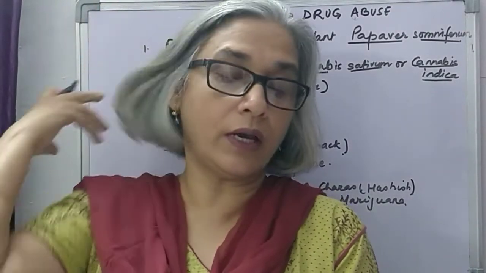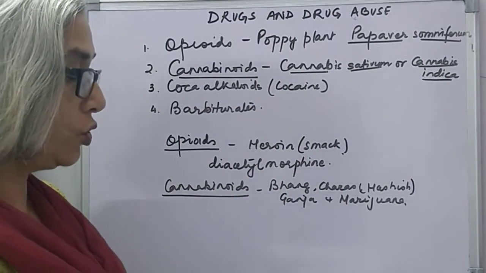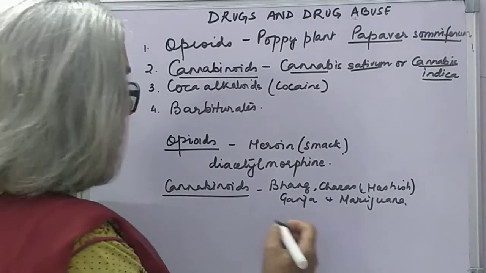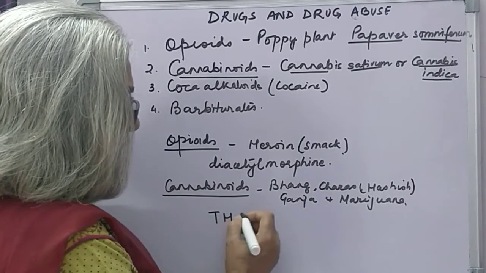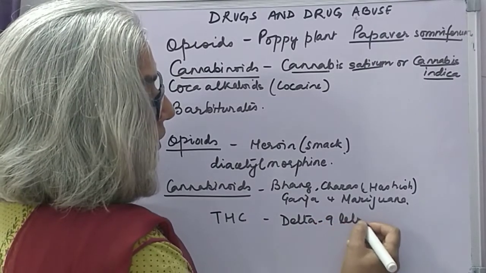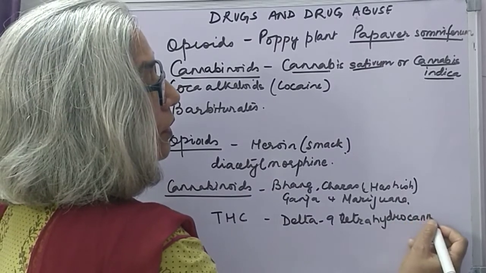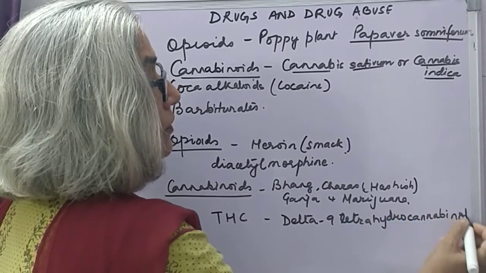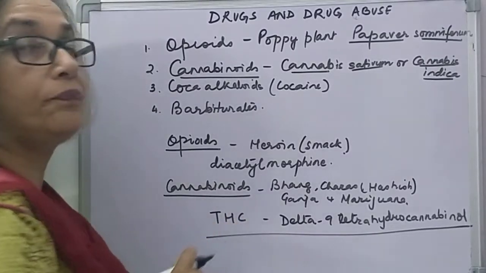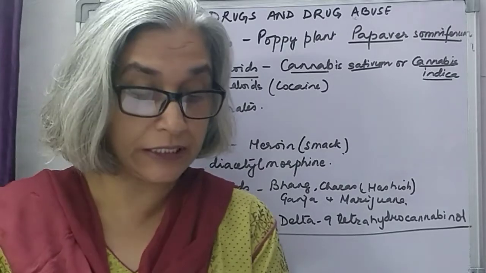Now, these are derived from the plants Cannabis sativa or Cannabis indica. Chemically, it is delta-9 tetrahydrocannabinol, which is abbreviated as THC. That is delta-9 tetrahydrocannabinol. This is the chemical name of the drug cannabinoids.